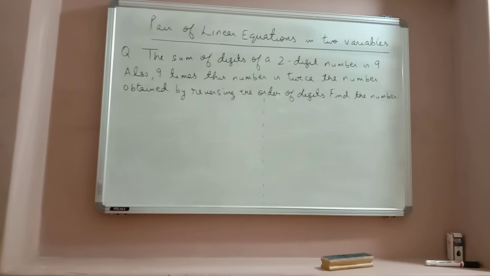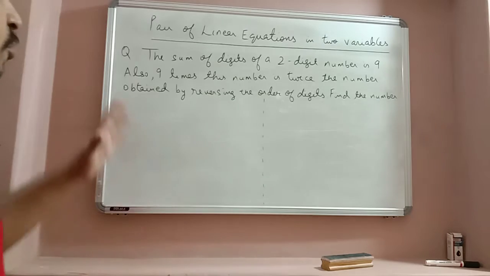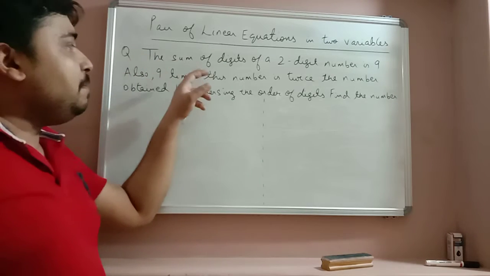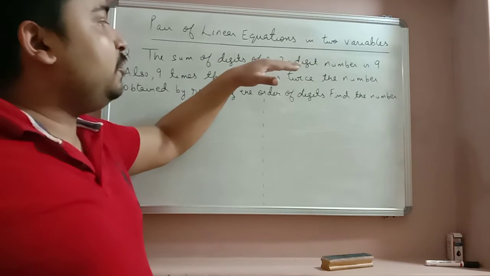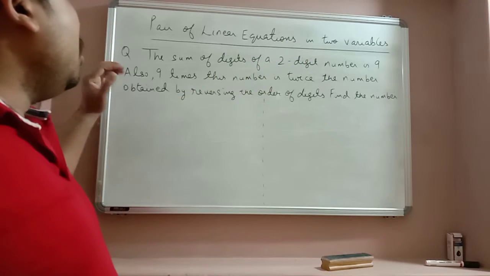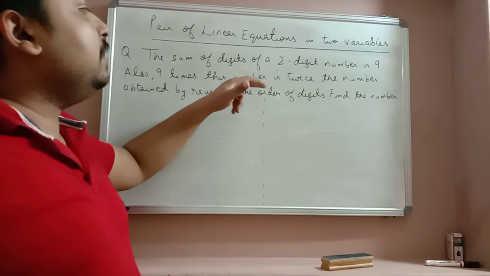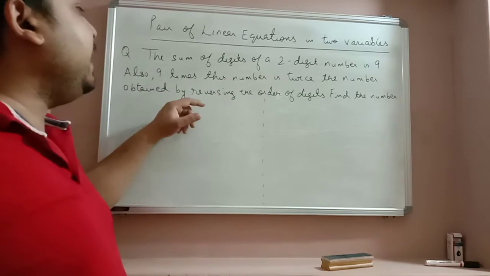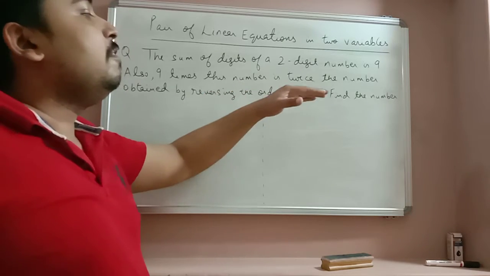Alright, let's take up a word problem and we'll solve this word problem using the elimination method. The question says: the sum of the digits of a two-digit number is 9. Also, 9 times this number is twice the number obtained by reversing the order of the digits. Find the number.